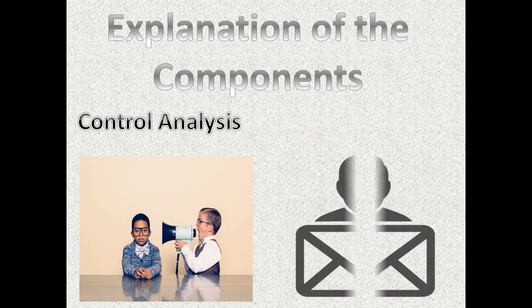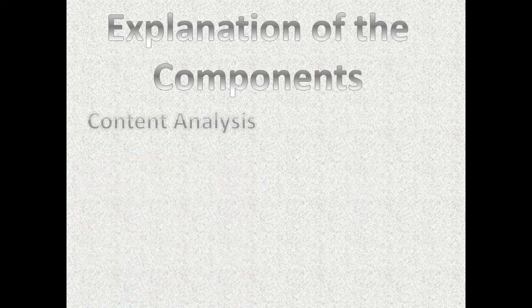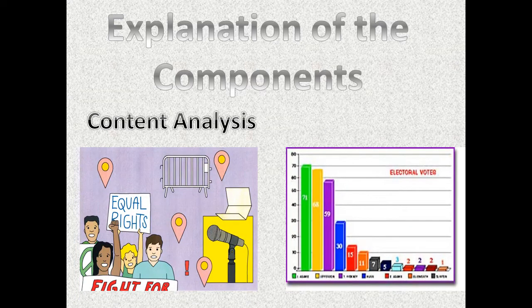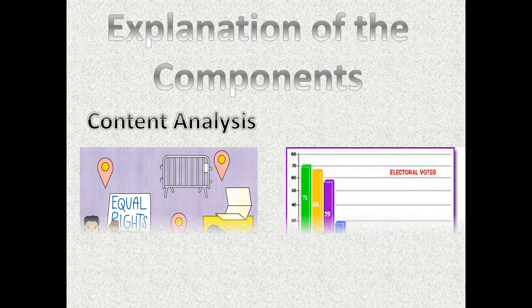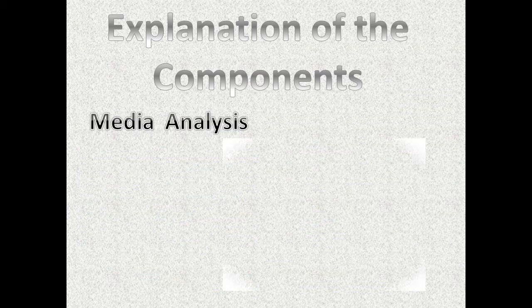Explanation of different components of Laswell's model of communication. So the first component is control analysis, which helps the sender to have all the power. Content analysis is associated with stereotyping and representation of different groups politically. It is also related to the purpose or the ulterior motives of the message.